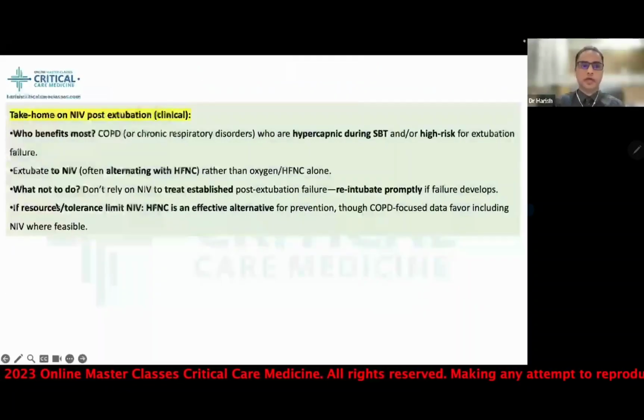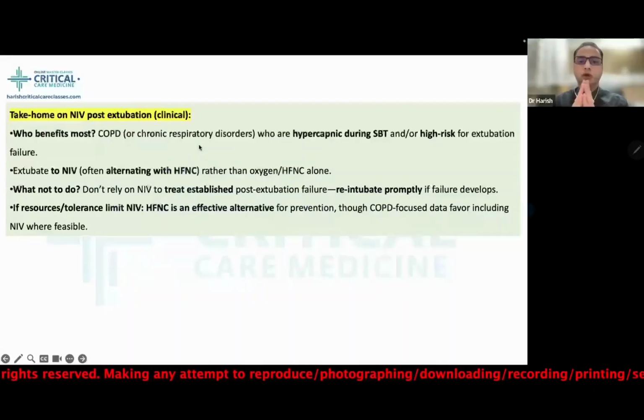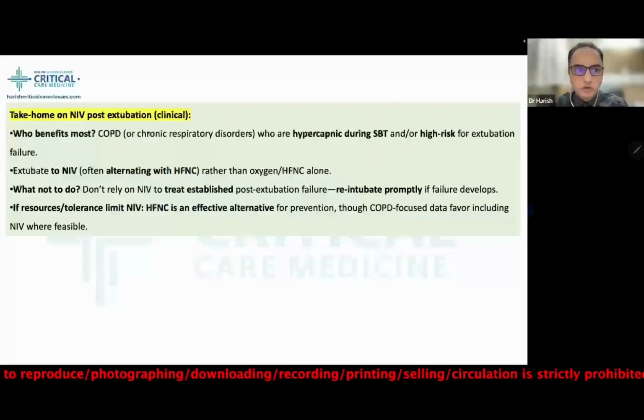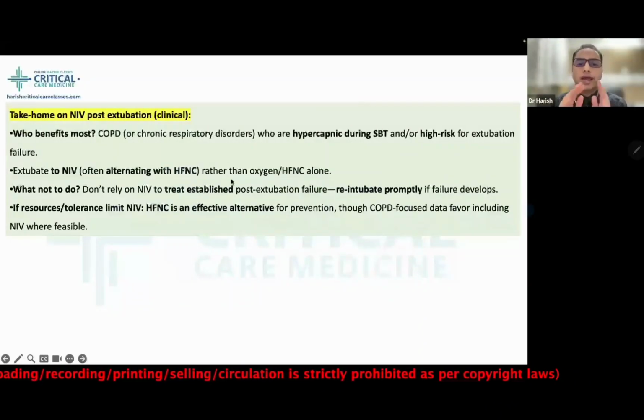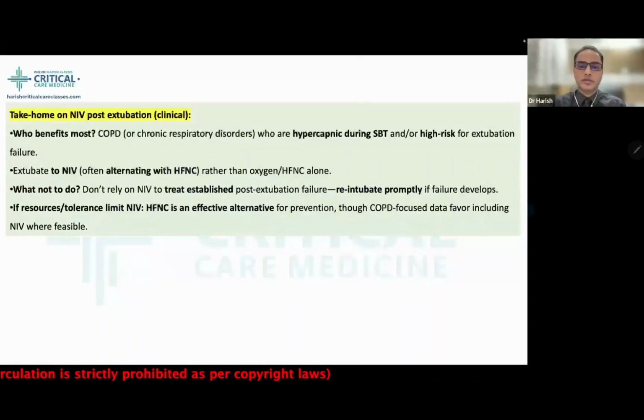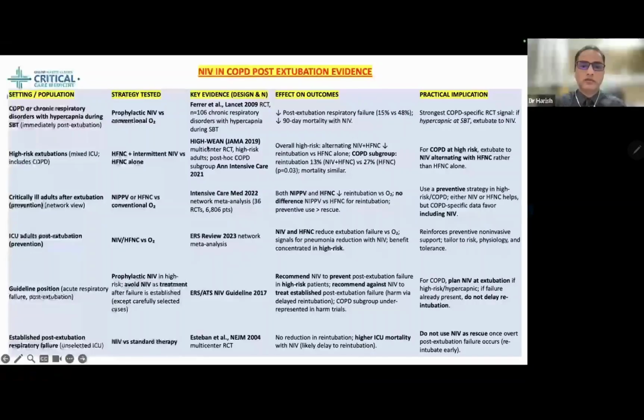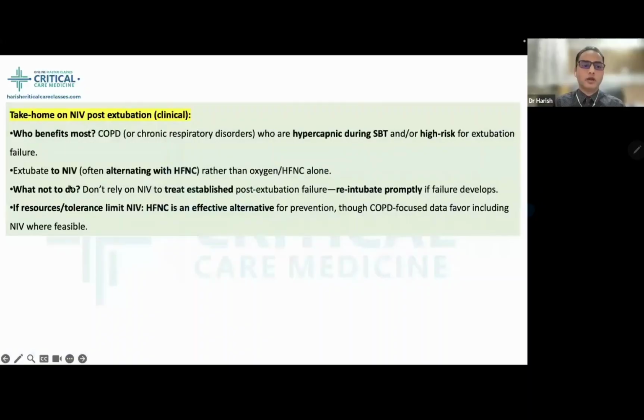Okay, so the take home on NIV post extubation, which is clinically relevant: who benefits most? COPD patients who are hypercapnic during the spontaneous breathing trial and are at high risk for extubation failure. So extubate to NIV, often alternating with HFNC, rather than plain oxygenation or HFNC alone. That is the data which I showed, this clinical trial, HIGH-WEAN, that got published in JAMA 2019.